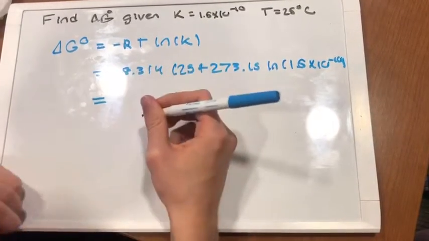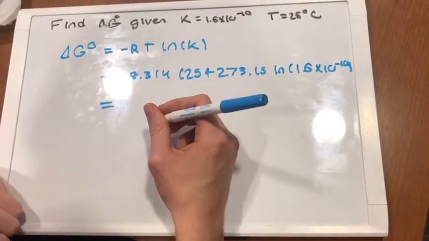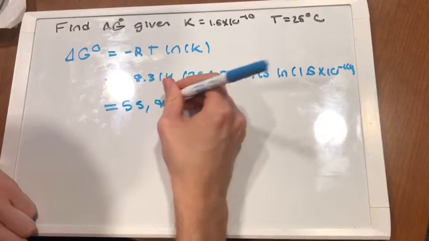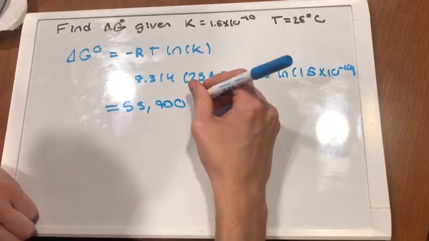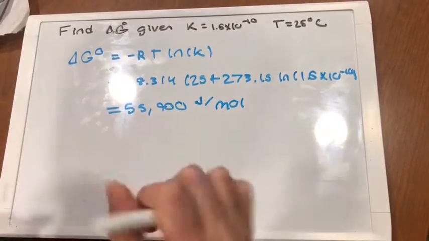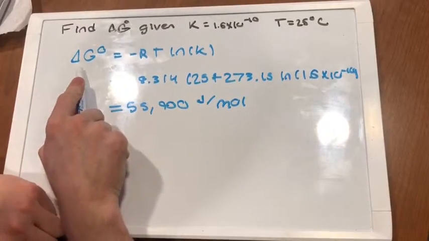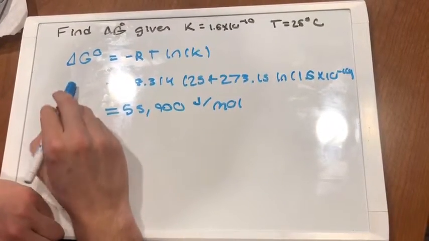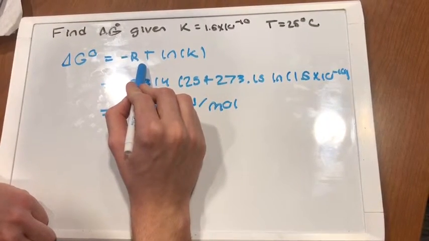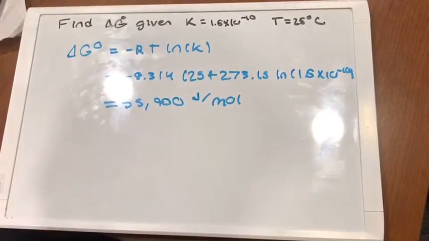And then when you plug it all in, you get 900 joules per mole. And with delta G naught being the change in Gibbs free energy, R being the gas constant, T being temperature in Kelvin, and K being the constant.